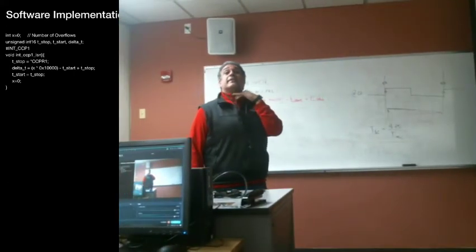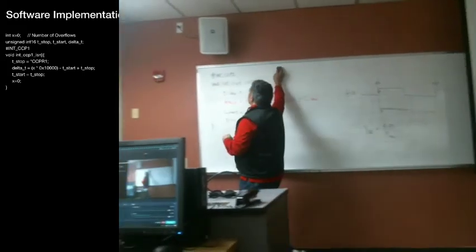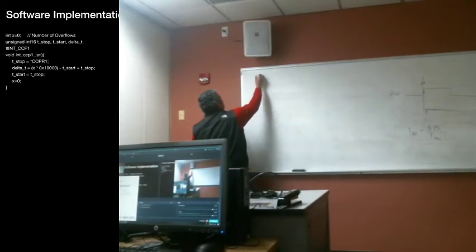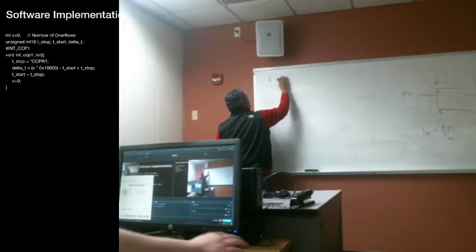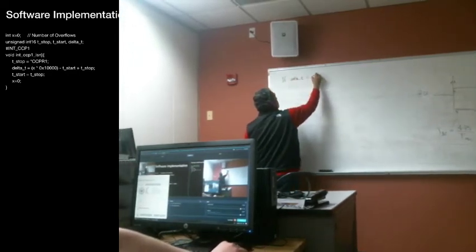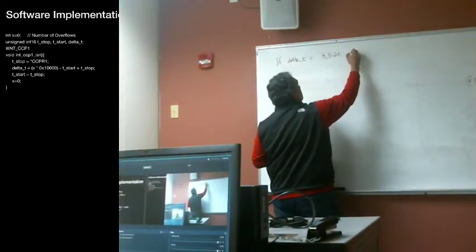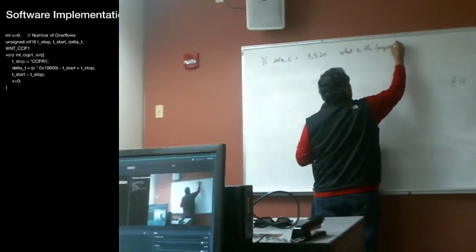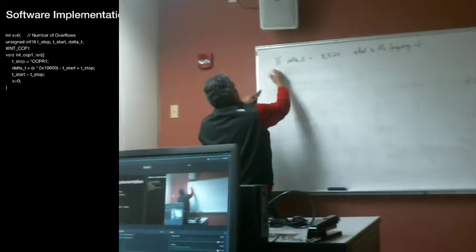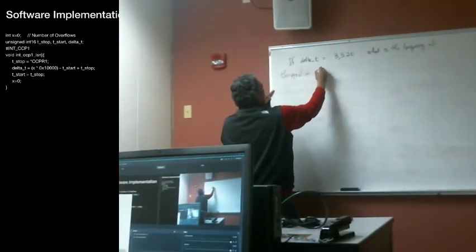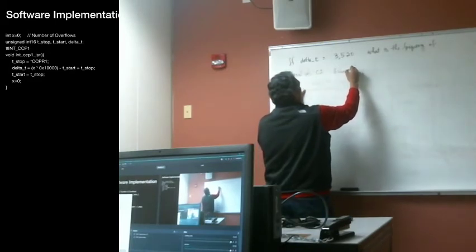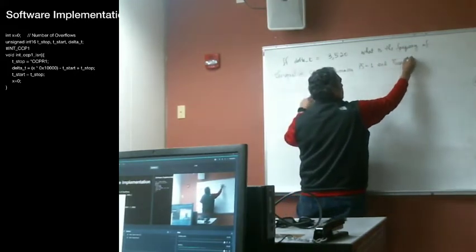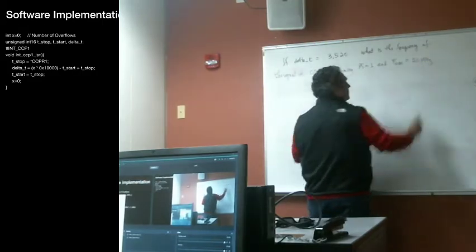That's what we have. So, mathematically speaking, I could calculate: if delta t is equal to 3,520, what is the frequency of the signal at C2, assuming a prescaler equal to 1 and a frequency of oscillation of 20 megahertz. All right?